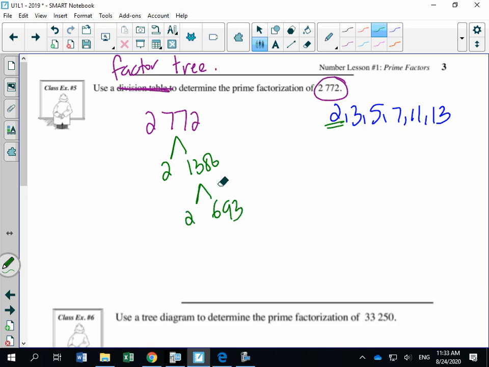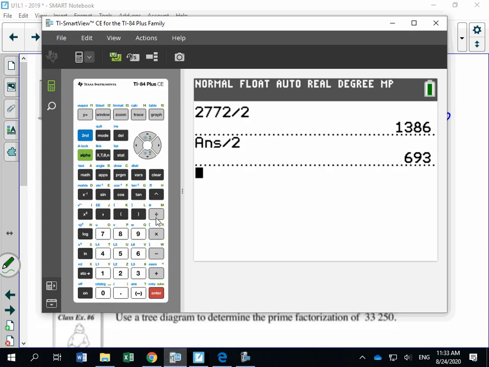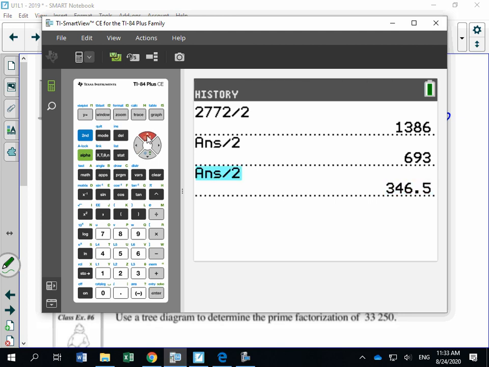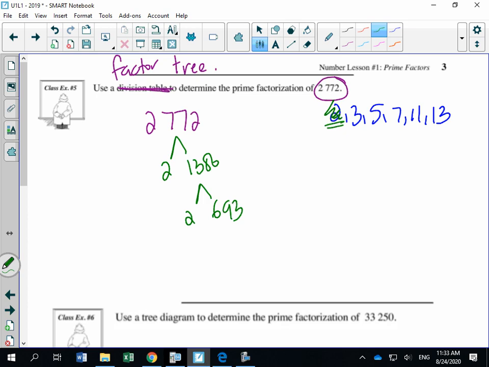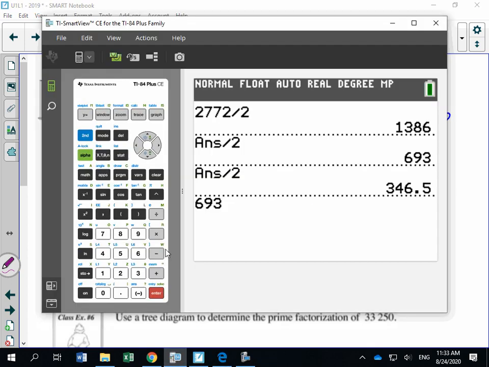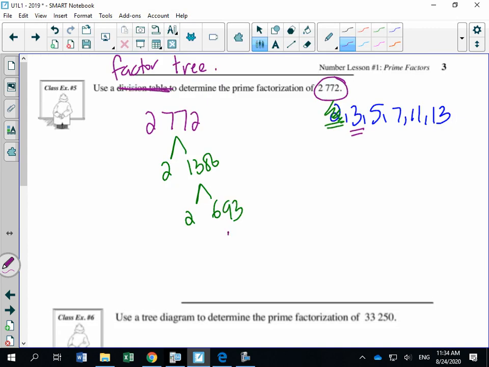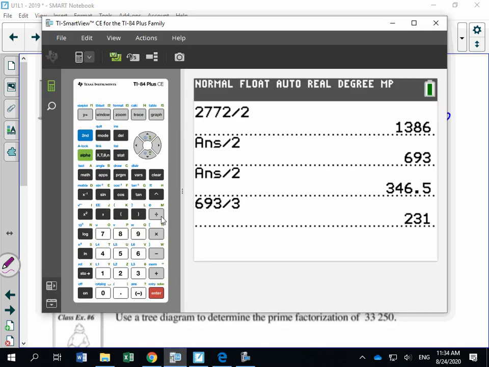Now, if you try to divide 693 by 2, it will not work. So what we do in that case is you're going to scratch out 2, and you're going to go up to your next prime, and you're always going to check the next one. So now we're going to check 693 divided by 3. 231. Stay with your 3s until 3 no longer works.